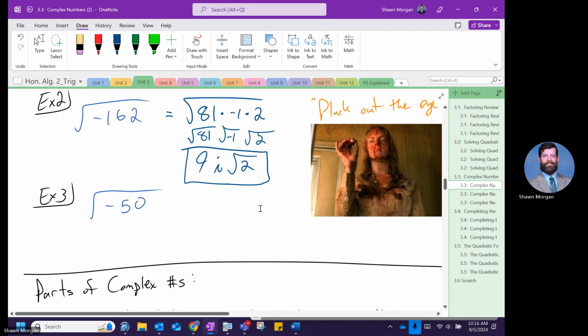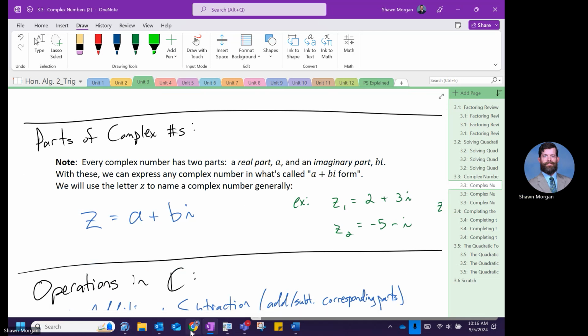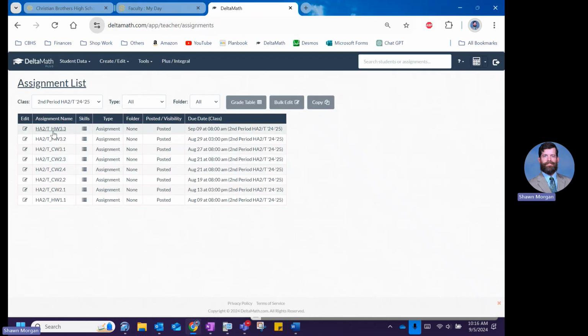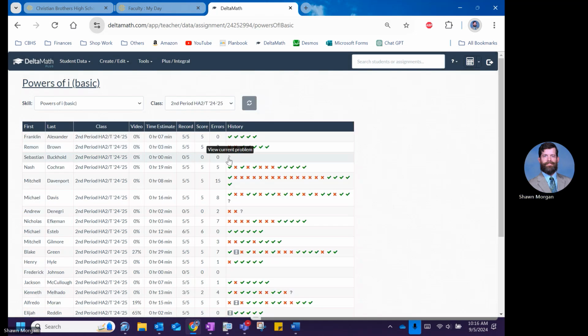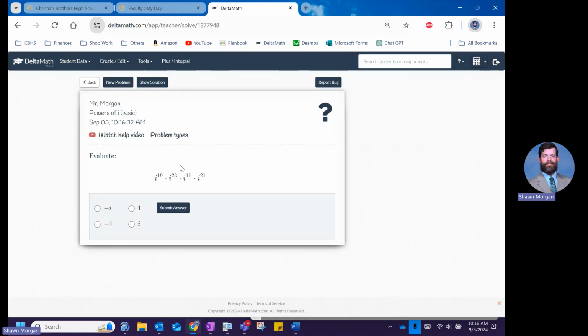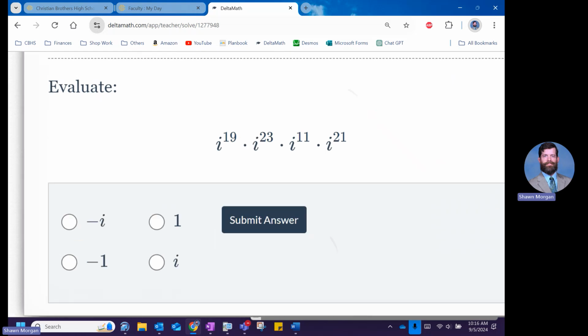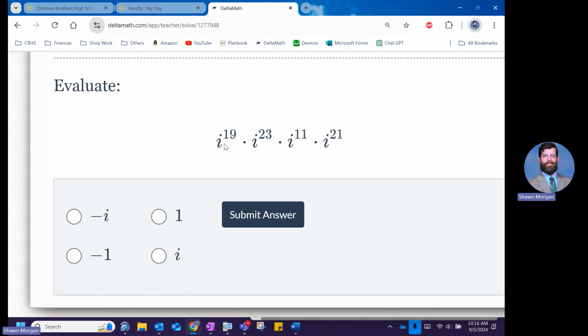Some of the other questions y'all had? Powers of i. All right, so like we'll use Sebastian's. I would highly recommend just adding all of the exponents since the bases are the same. We add the exponents and 20, 30, 53, 74. So i to the 74th. So that's i to the second, which would be -1.